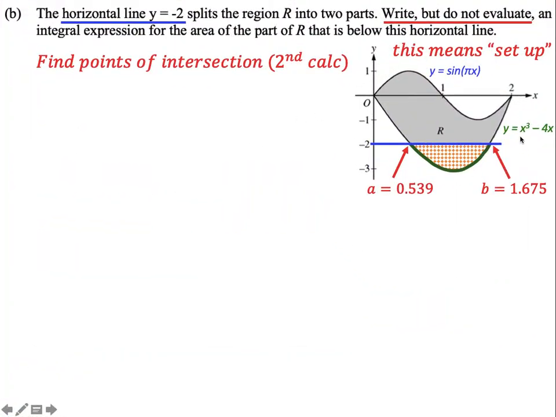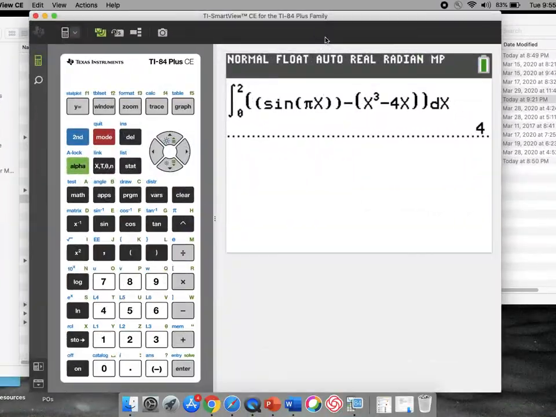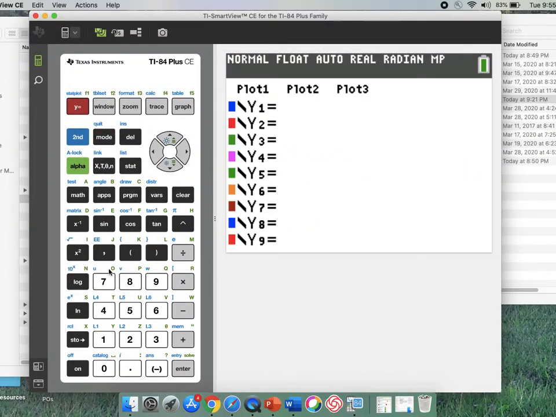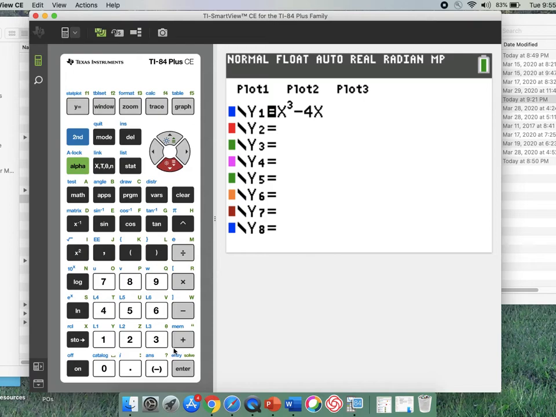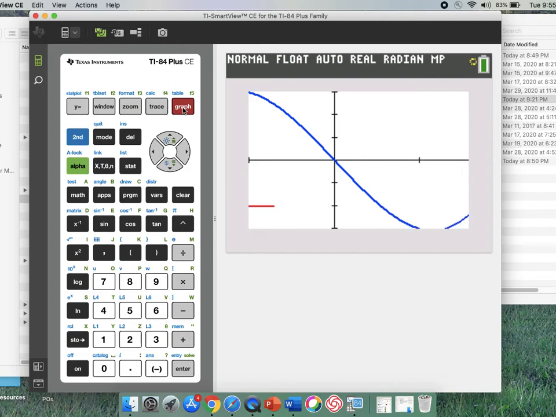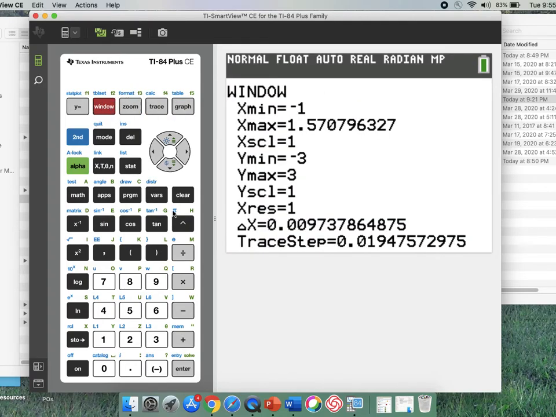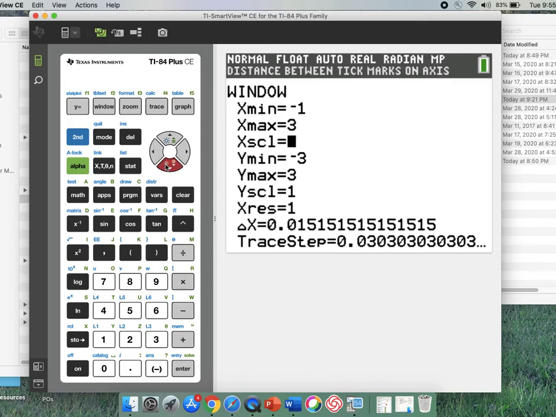So that was x cubed minus 4x. Now I'm going to start to use my y equals. I'm going to put the x cubed minus 4x into y1, and I'm going to put -2 into y2. And those are the only two things I need. So that's going to be down there. I am going to change my window all the way out to 3. And I think those look okay.